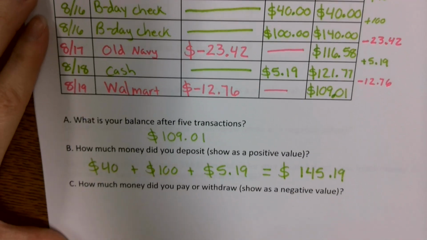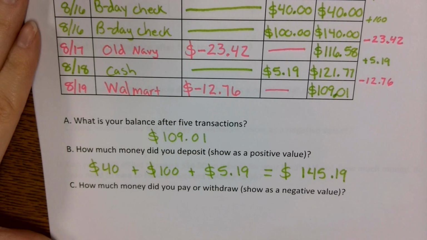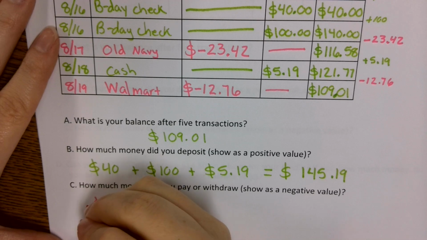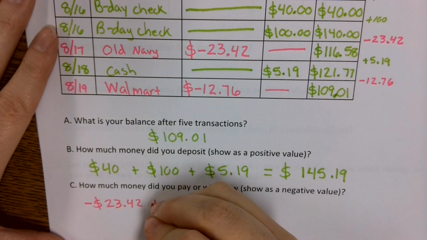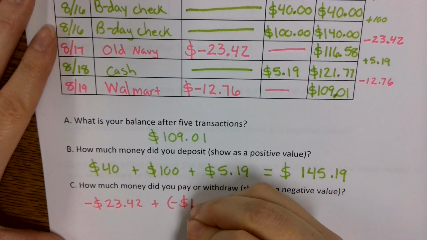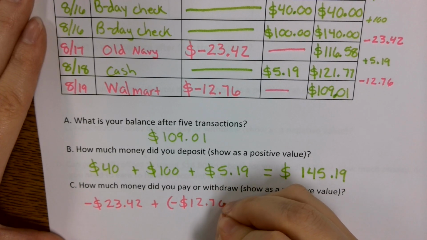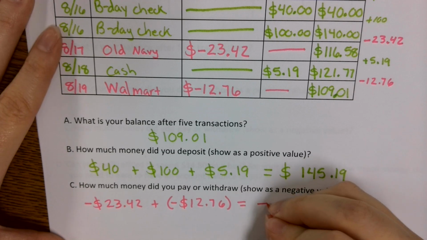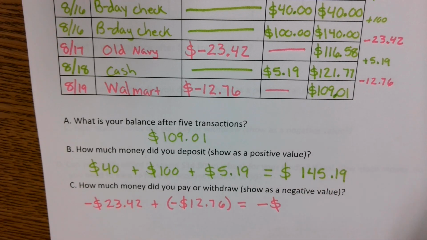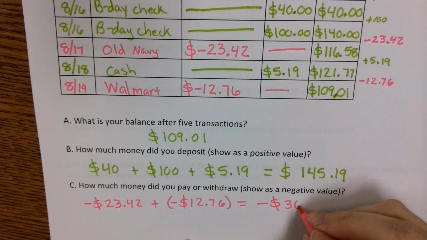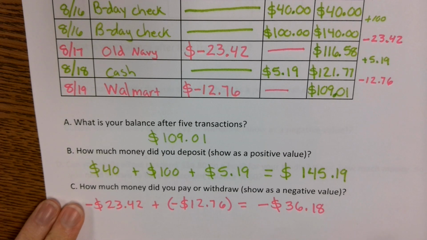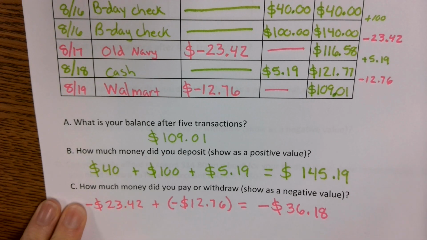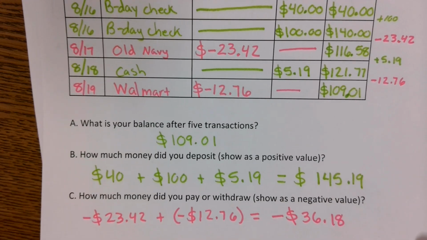And then how much money did we pay or withdraw from our account? So what were our negatives? So we had a negative $23.42 plus another negative $12.76. Excuse me, for a total negative of $36.18. All right, any questions? Okay, let's flip it on over to the next page.